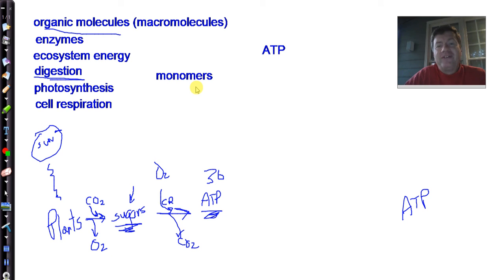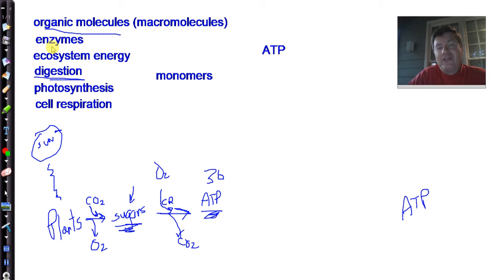But the process of digestion is to break everything down so that it's accessible by the cell's metabolism to actually ultimately produce ATP. That is the goal. Now, when we talk about digestion or photosynthesis or cell respiration, we're talking about lots of molecular conversions. We're having to break molecules or having to assemble molecules.